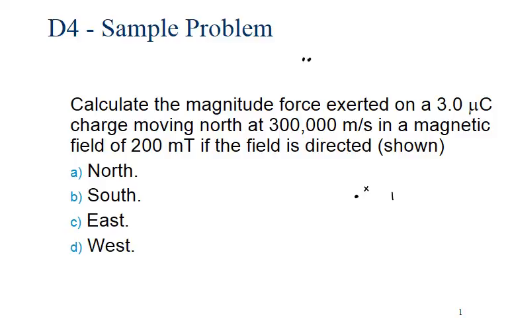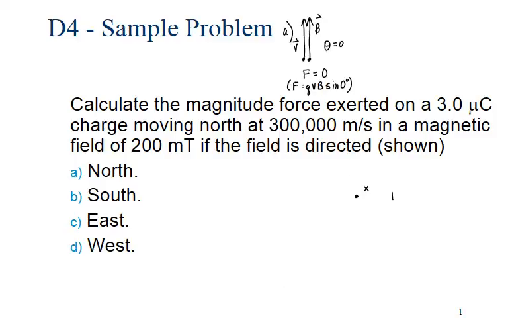So I'm going to have you try this one using the right-hand rule as well as calculating this. Let's say that we have a force exerted on a 3 microcoulomb charge, positive, moving north at 300,000 meters per second, and a magnetic field of 200 millitesla. And let's say that the field is directed north in part A, the field is directed south in part B, the field is directed east in C, and then west in D. So go ahead and pause the clip and work through all 4 of these, calculate each one, and then also use the right-hand rule, and let's see how you do.